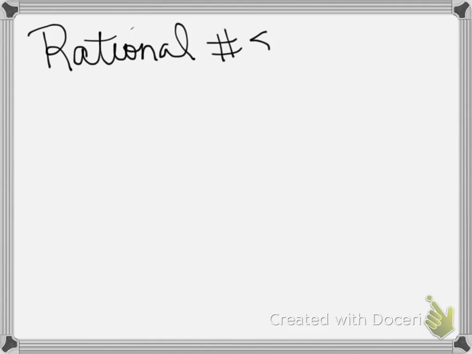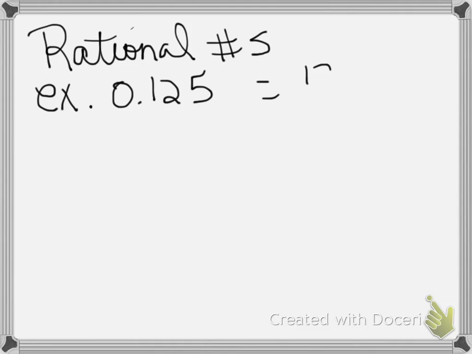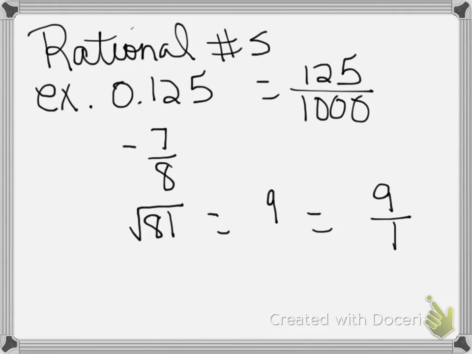A rational number, for example, would be 0.125. You can put that as 125 over 1,000 because it's in the thousandths place. Negative 7/8 is a fraction. Square root of 81 is 9, and you can put any whole number into a fraction by putting it over 1. So these are all examples of rational numbers.